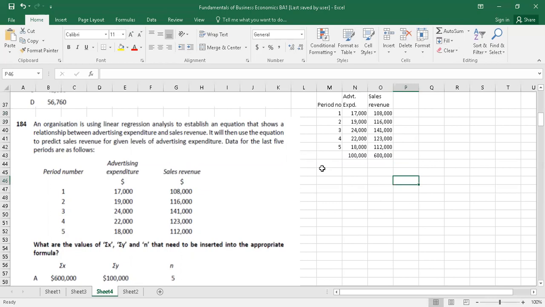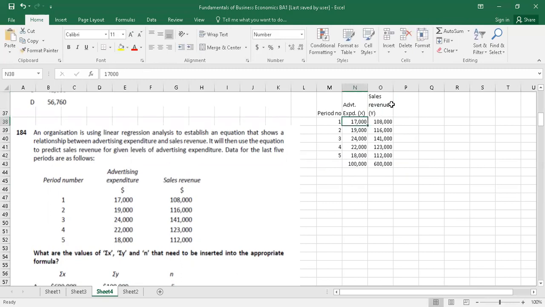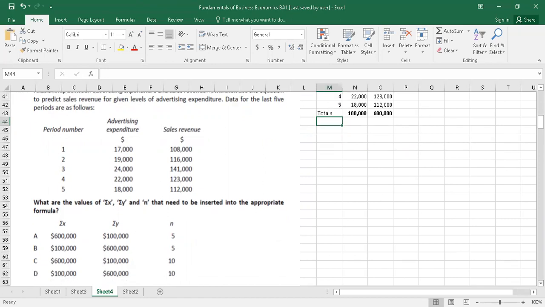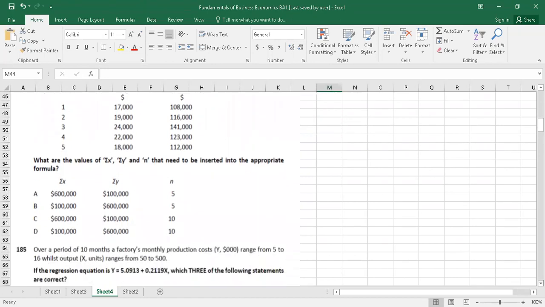Okay. So this is variable x, and this one is variable y. If we are asked, total of x is 100,000, total of y is 600,000, n is 5 items. So if it is total of x, it should be 100, total of y should be 600, and n is equal to 5. So B is the option.